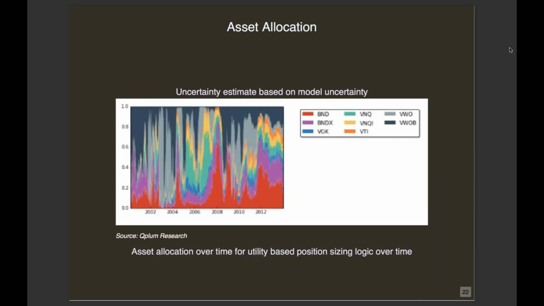This is the asset allocation for the model that uses model uncertainty. Again here, because we did not use any explicit constraint or a hard constraint on turnover or asset allocation, we see that it can change quite drastically over time.